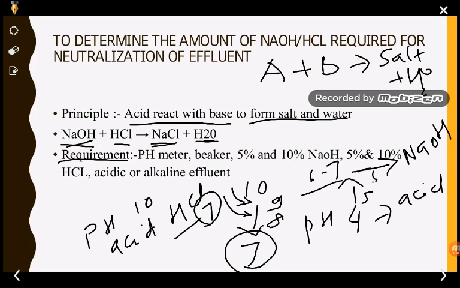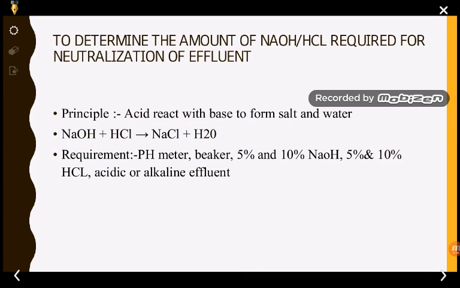This is nothing but the neutralization of the effluent. So what we are doing is just maintaining the pH by adding NaOH or HCl. The amount of NaOH or HCl required in order to neutralize the effluent can be determined by this experiment. So what are the requirements?